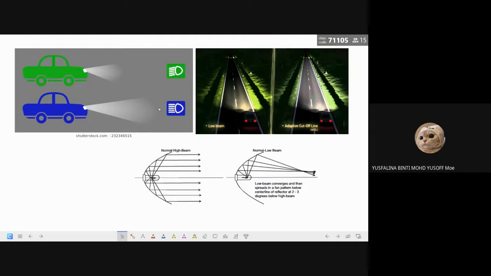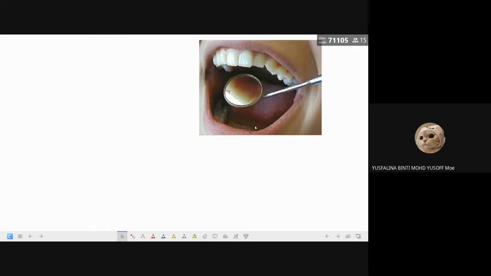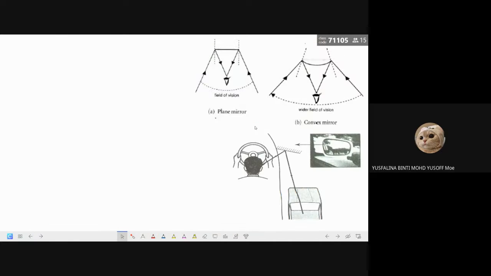Alright, so this is the example: normal, high beam, low, high beam. When the bulb is at F, light is reflected parallel to see distant objects in front. This is when we use the high beam. When you use the high beam, you can see the light is parallel, meaning you can see the distant object. So this is the comparison of low beam and high beam. And this one is for the dentist. They use u smaller than f, so they can see the image is virtual, upright, and magnified.